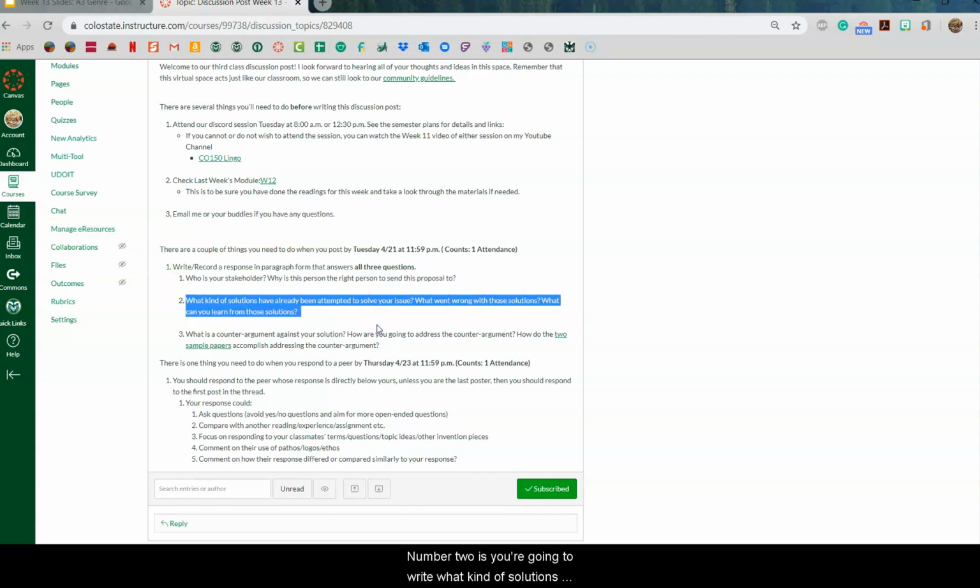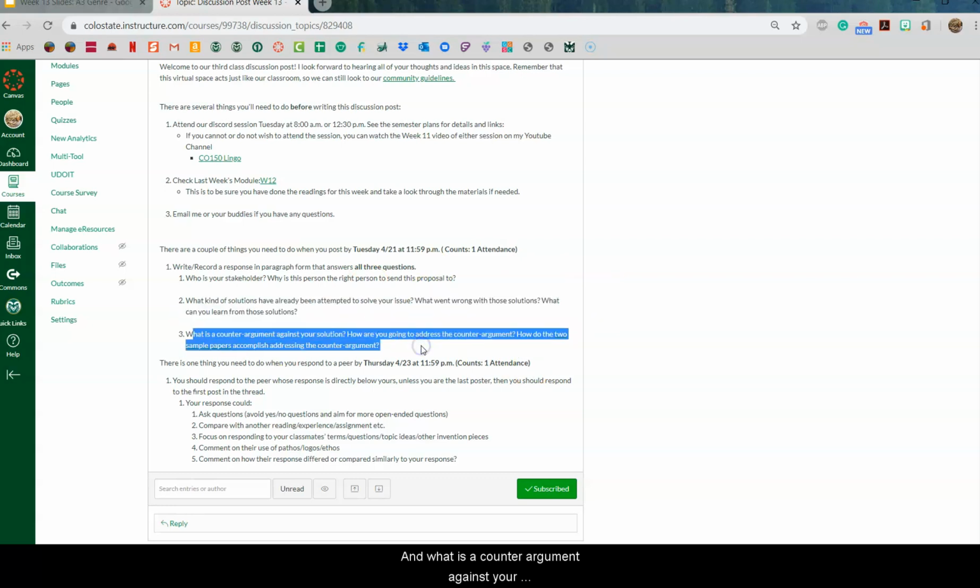Number 2 is you're going to write what kind of solutions have already been attempted. So do a little bit of back research. Maybe you already know what happened to those solutions and what went wrong with those solutions. And what is a counter argument against your solution? So really think about what your stakeholder may have said. What would they have said against your proposal? And how can you refute that in your proposal?